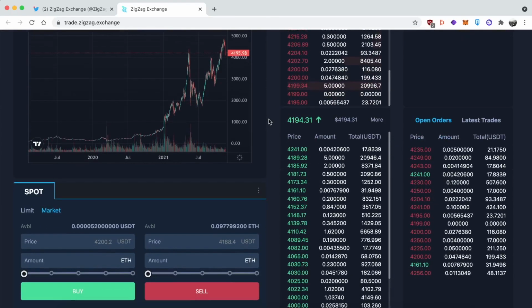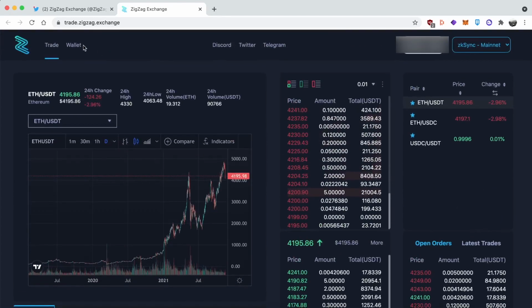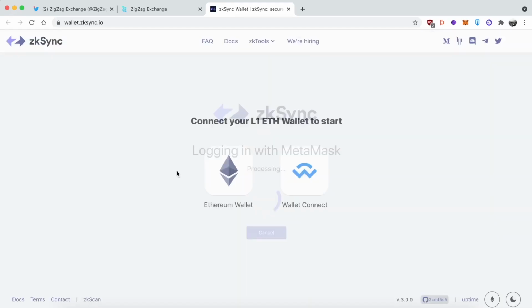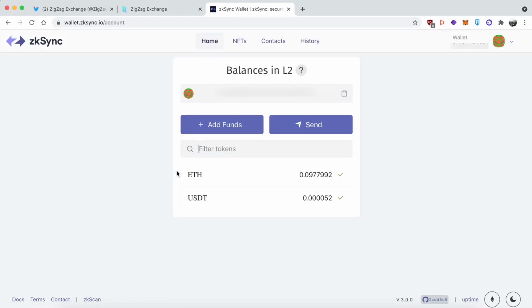You also have to make sure, obviously, that you have money in your wallet. Remember, ZkSync is a layer 2, so you've got to deposit funds on there. You use the wallet tab at the top, and you connect your wallet using your MetaMask. Pretty straightforward. And you can see I have funds in my wallet, but if you don't, you just go to the Add Funds tab, and you add your funds.